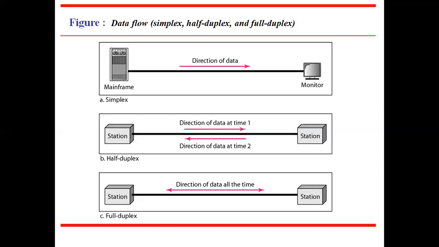Second, half duplex communication. Here the communication is from both the sides but not at the same time. The example is walkie-talkies. Third, full duplex communication. Here the communication can be both the sides and maybe at the same time. The example is our cell phone communication.